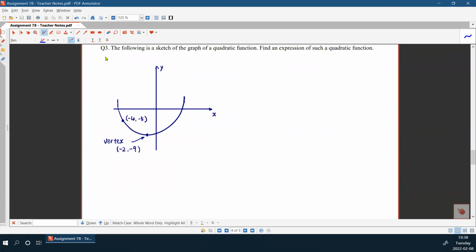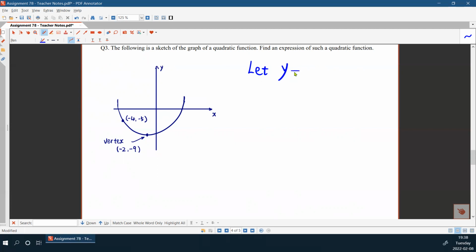Okay. Next one. Okay, this time you are given a sketch of a graph of a quadratic function, right? And the question asks you to find an expression of such a quadratic function. So note here, we know the vertex, right? We know the coordinates of the vertex, and then a point on the curve. So if you know the coordinates of the vertex, you can, first of all, use a vertex form to express such a function, right?